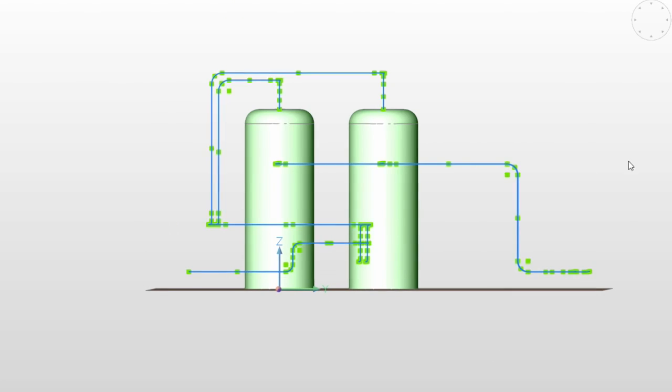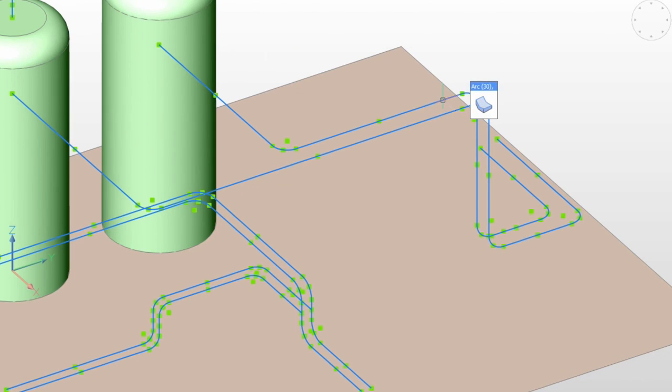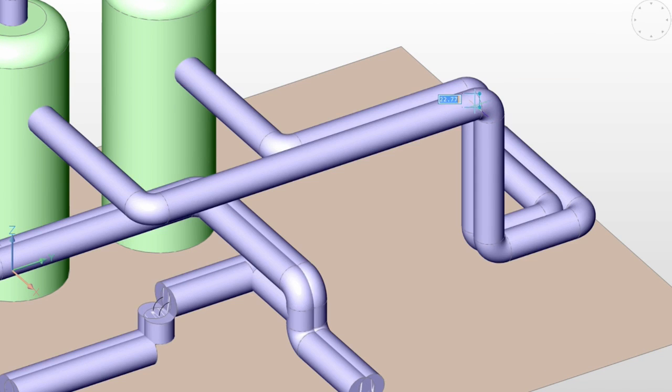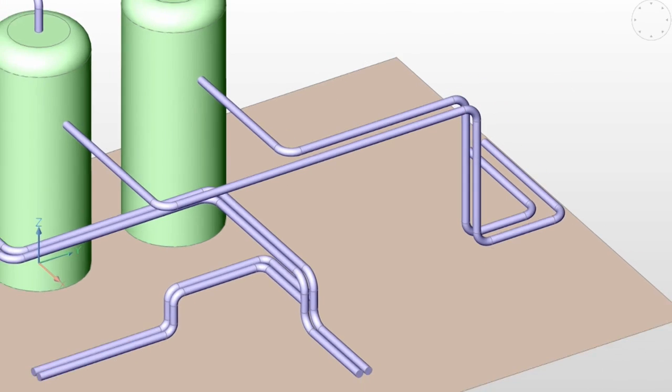Use the Thicken tool not only on surfaces, but also on wire objects, such as lines, circles and curves, to create tube-like objects with just a couple of clicks.